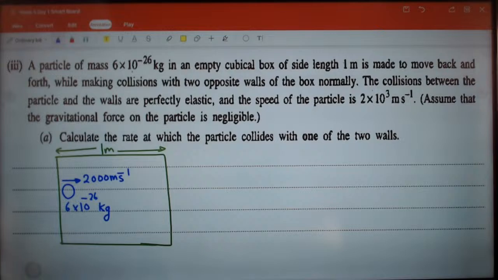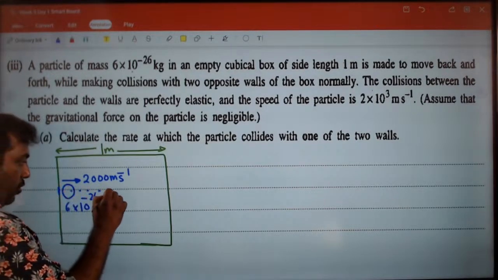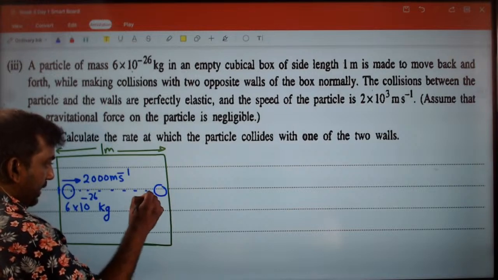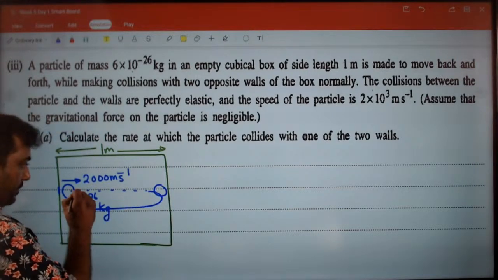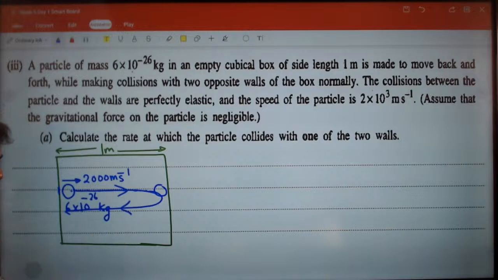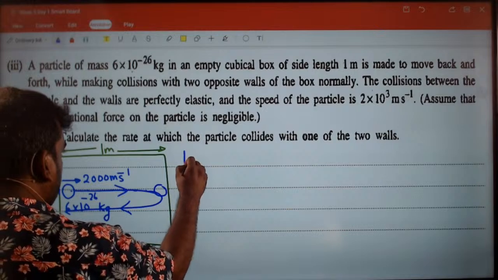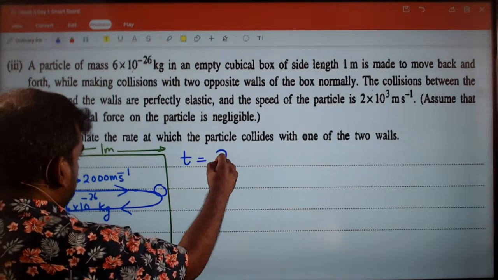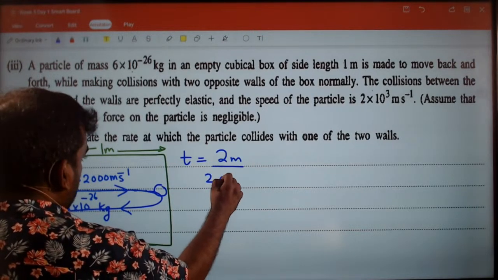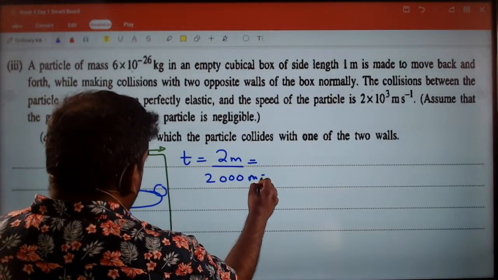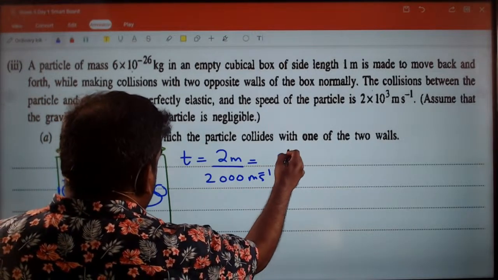Rate means the frequency of collision. Let's say starting here, it will go there, collide, turn back and come. So the time taken: distance is 2 meters, speed is 2000 meters per second, so t is 10^-3 seconds.